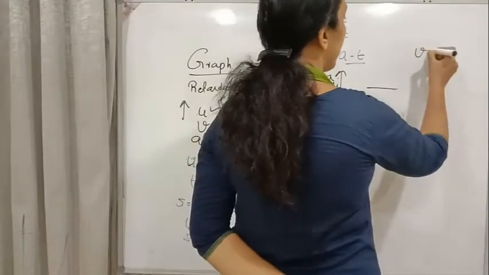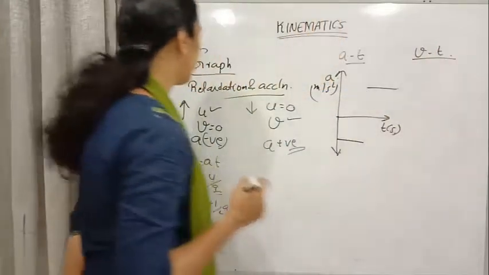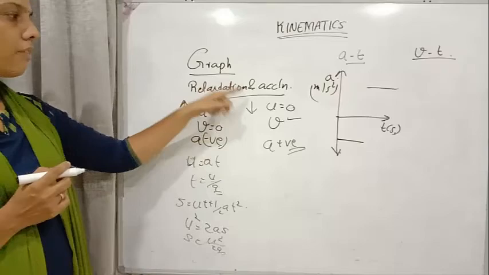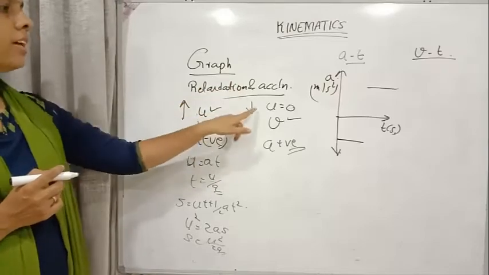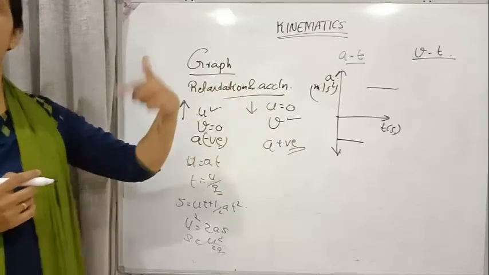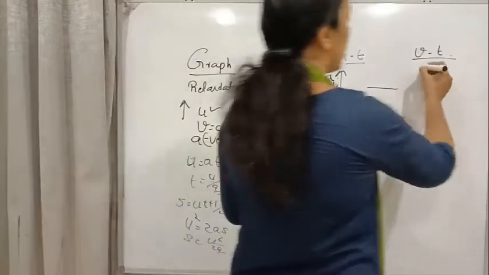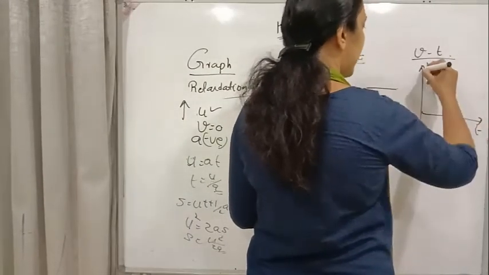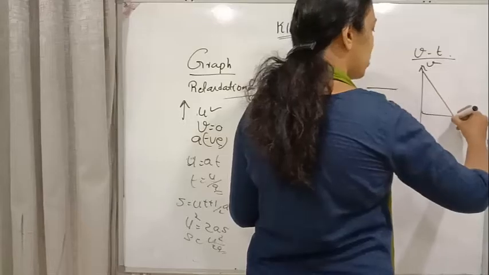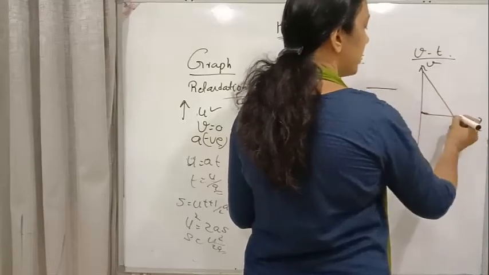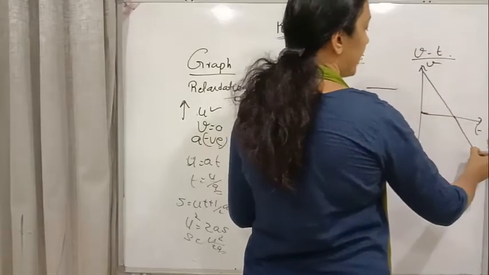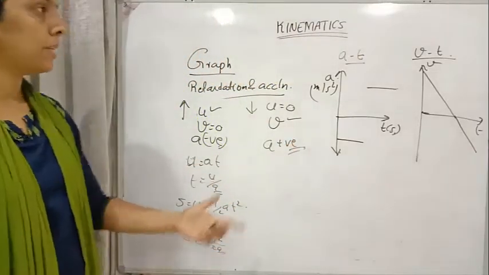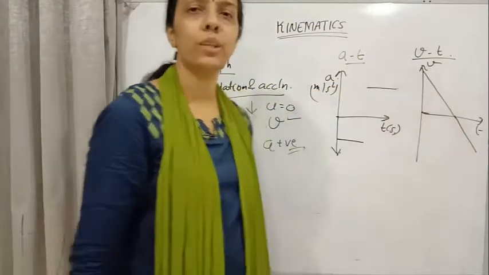Then if I am considering the velocity-time graph, velocity is decreasing with respect to time, and after reaching the 0 position, velocity is slowly increasing, right? So the velocity-time graph will be here. Initial velocity is present and it is decreasing, coming to 0 at a particular point. Velocity comes to 0 and then goes in the positive direction, increasing with respect to time. So the velocity-time graph will look like this.